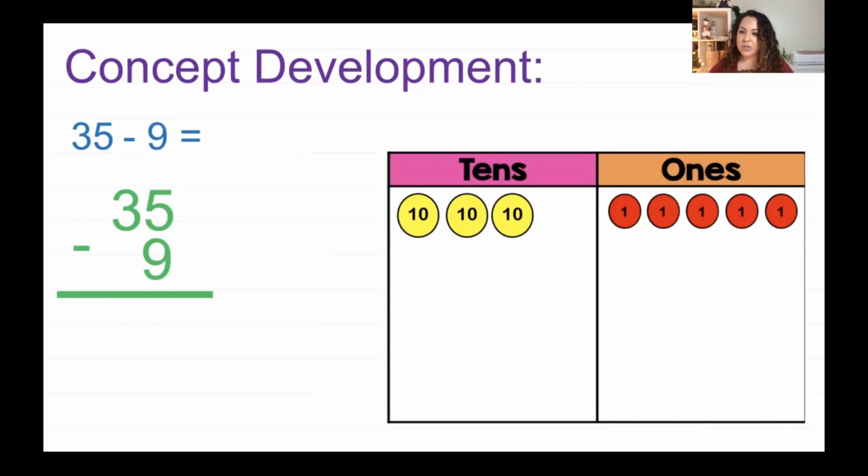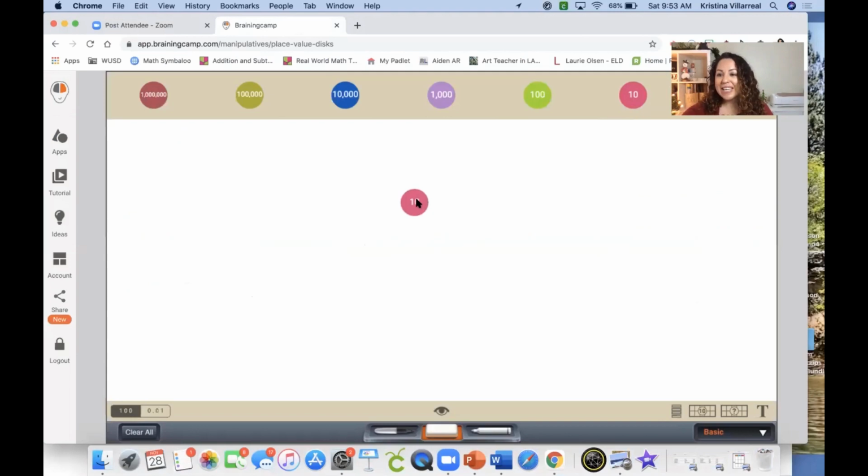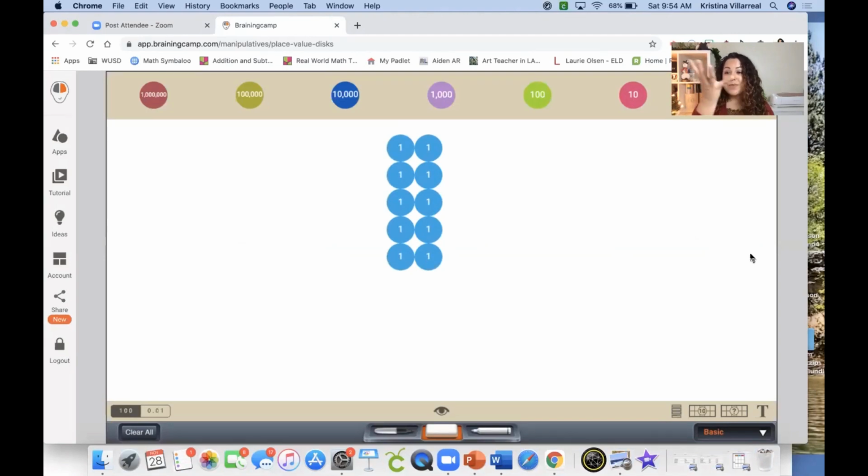Let me go ahead and show you something because this is just something that I want to remind you of. Okay, so here I am at the website brainingcamp.com, and it's a great website to show you exactly what a 10 should do. So here I have my 10, and I'm going to click on it, and look what's going to happen to my 10. If I have one 10, I can break it apart, and it becomes 10 ones. Okay, so did you guys see that magic? I have a 10, I break it apart, and it gives me 10 ones.